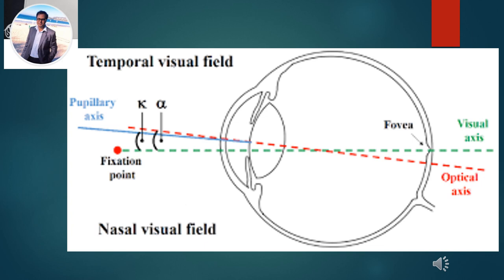Now, let's also talk about the angle alpha, which probably we understand today is more important, because angle alpha is more of a structural challenge. So every patient has angle alpha, every patient has angle kappa, but it has to be within those limits. So what is angle alpha? Angle alpha is basically the difference between the optical axis and the visual axis. Again, I repeat, angle alpha is the difference between the optical axis and the visual axis. So what is an optical axis?